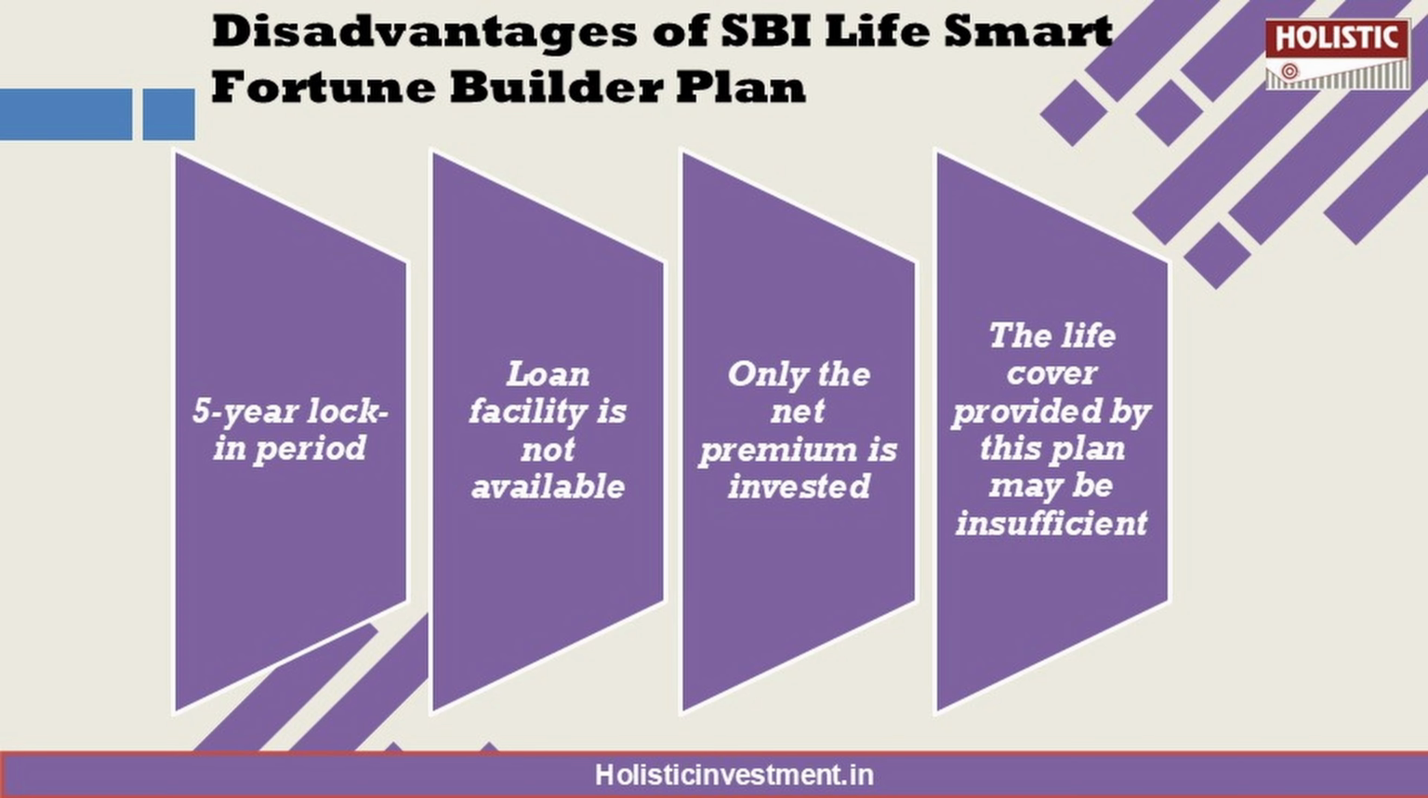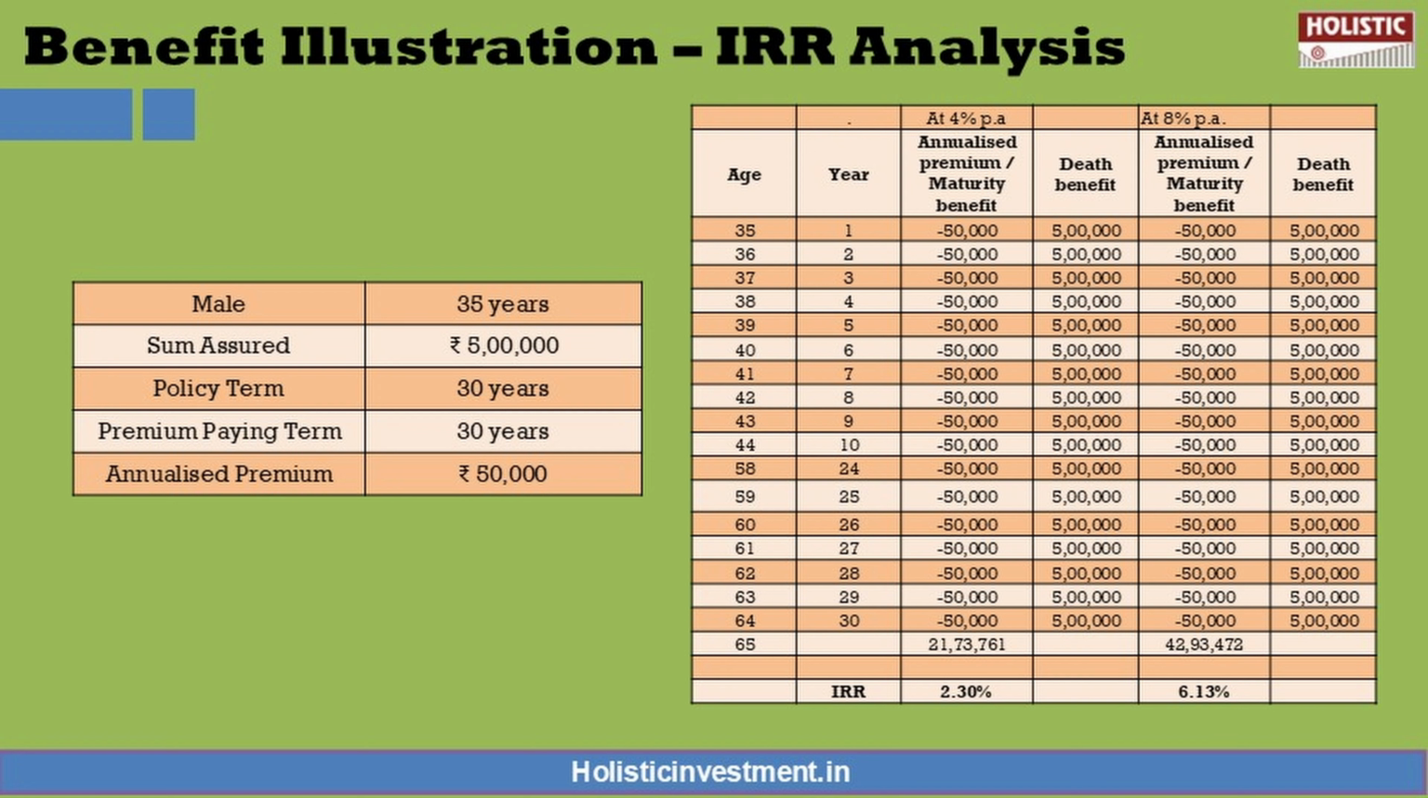So now, as we have a basic understanding of the SBI Life Smart Fortune Builder plan, let us evaluate the potential returns we can get from this policy, because no matter the benefits or advantages a policy can give you, what matters at the end of the day is the returns we can get. So that's where we are going to calculate the IRR, internal rate of return, of this policy.